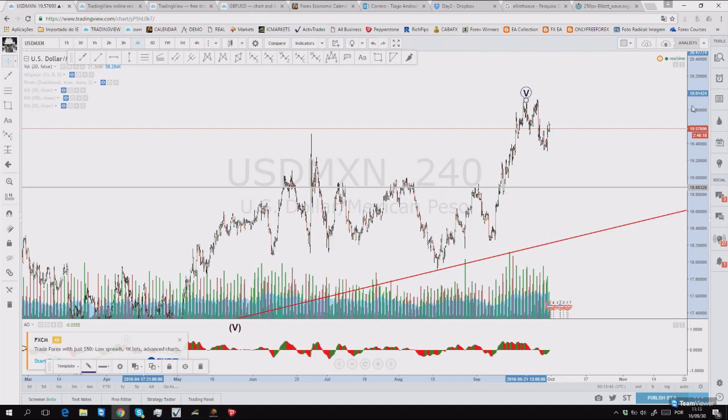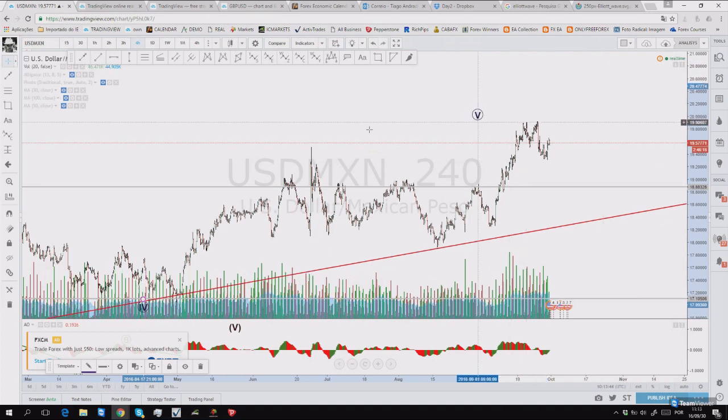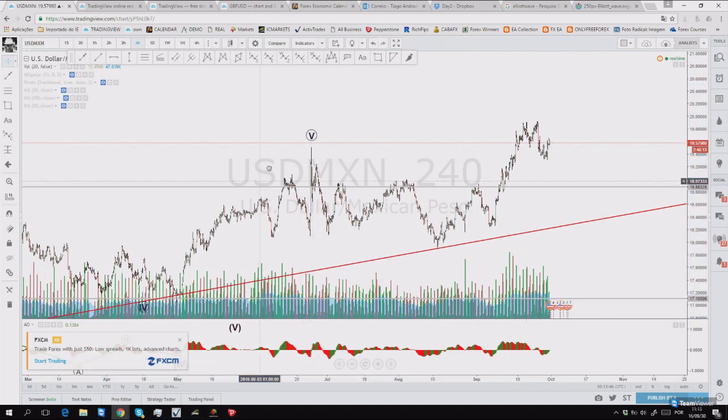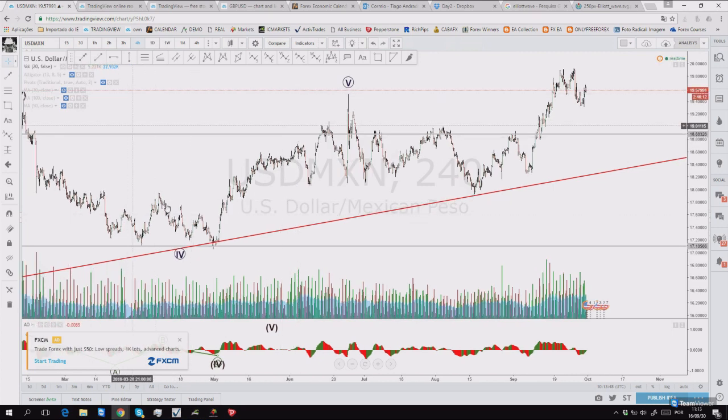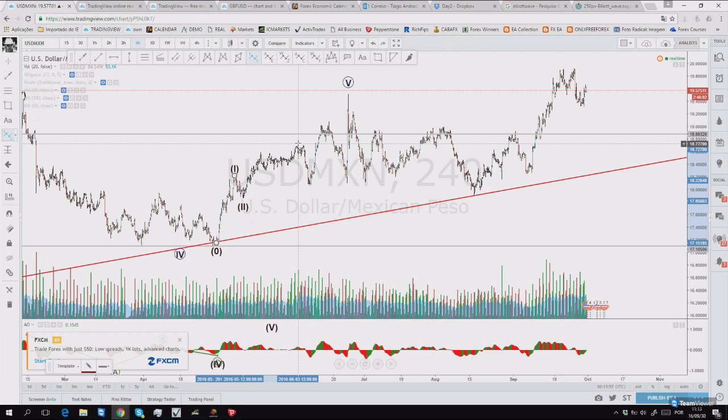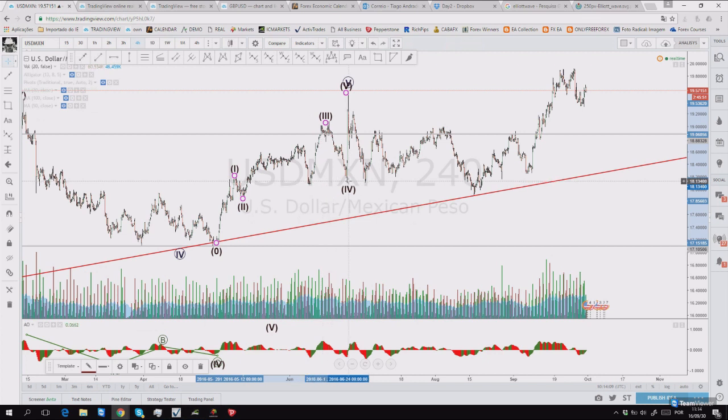So if on a lower time frame this was a fit, like we saw before, we would have on a lower time frame the 1, 2, 3, and 4. No, 5 would be here, so this would be 3, this would be 4, and 1 had to be lower.